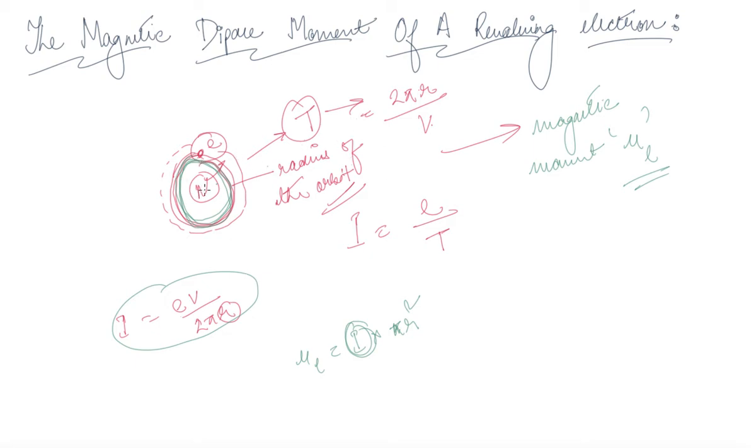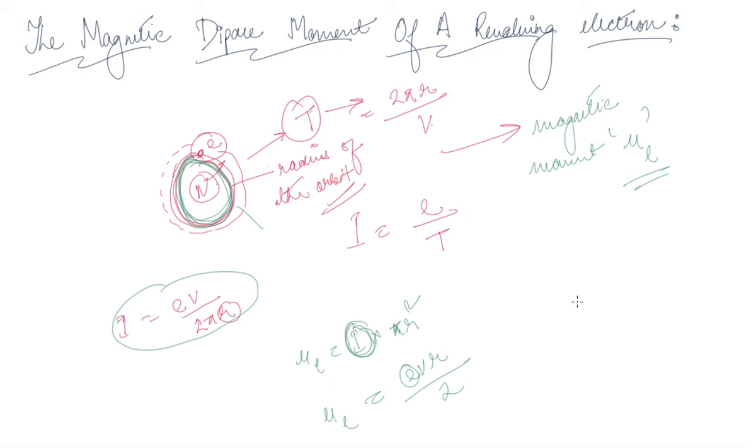First we know the electron was revolving. Because of the movement of the electron, there is a current I. It has a time period T. So if there is a current in a circular loop, we know there will be a magnetic moment, which is the current flowing in the loop into the area of the loop. So mu L is given by e v r divided by 2, where e is the charge of the electron, v is the velocity and r is the radius. This is what we have so far.